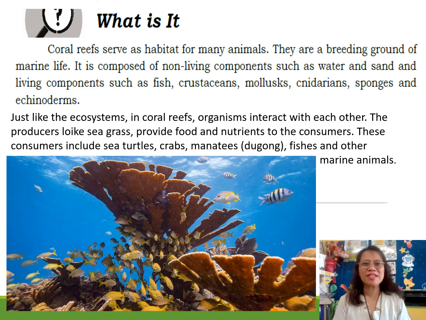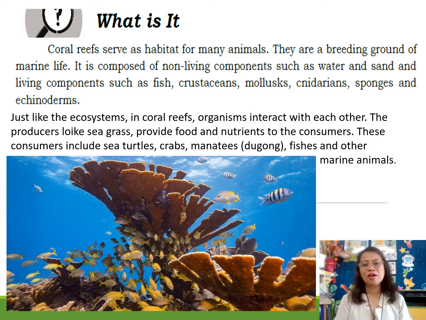Coral reefs serve as habitat for many animals. So, it is home to many kinds of animals. They are a breeding ground of marine life. It is composed of non-living components such as water and sand, and living components such as fish, crustaceans, mollusks, cnidarians, sponges, and echinoderms. Right? I mentioned these animals during our lesson last week about invertebrates. So most of the invertebrates are found in the sea. Lots of them are found in the sea.